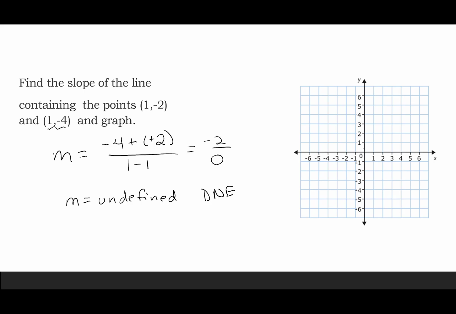Well, let's draw this. So if I go 1, -2, and then I do 1, -4, this is rising, right? It's going up, but it doesn't move to the right or to the left. So this is very, very steep. We don't have a number to put on this kind of steepness. This is a vertical line.